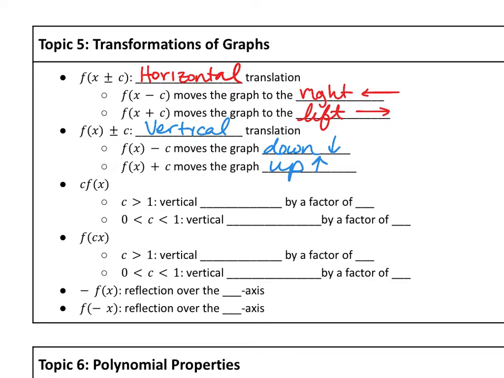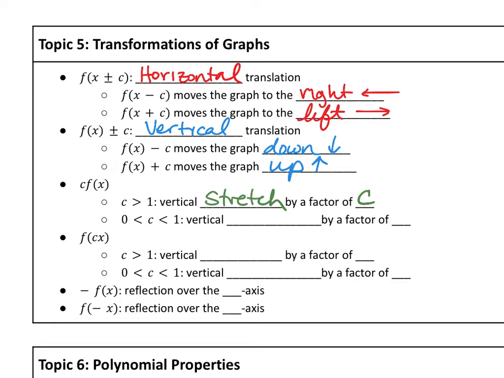Multiplying a number in front of the entire graph, so maybe distributing that inside, if that value is bigger than 1, so 2, 3, 4, 1.5, 3 over 2, as long as it is a value bigger than 1, this is going to be a vertical stretch by a factor of that number c.